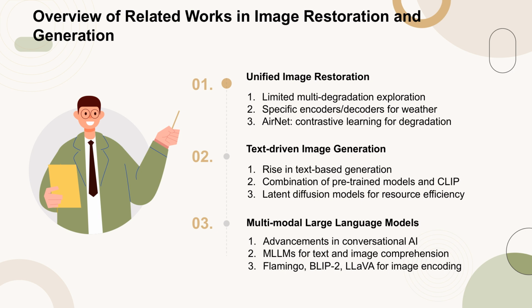In text-driven image generation, recent works have combined pre-trained generative models with CLIP to guide image creation. Latent diffusion models have also been proposed to train efficiently while maintaining quality. Multimodal large language models have advanced conversational AI by enabling models to understand and generate responses from both text and images, as seen in models like Flamingo, BLIP-2, and LLaVA.